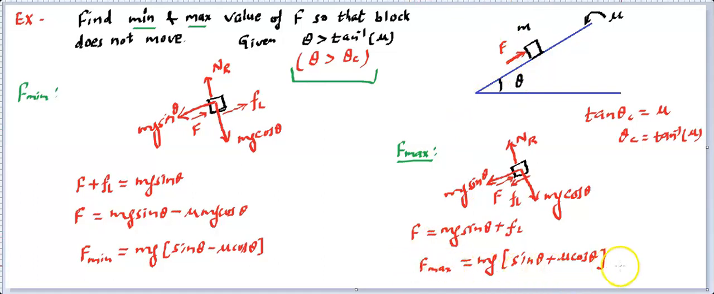That means this will be for all values of theta, right? Whereas this is going to be for those values of theta which are greater than the critical angle. Otherwise this will become 0. Why 0? The angle is less than the critical angle. It will automatically be at rest. That means it will not slide down. So no minimum force is needed to push it up. Okay. So this is also a question that has come in the examination. So you can remember or understand what the idea is here.